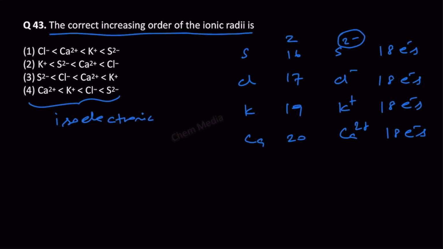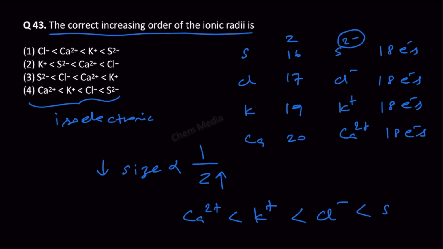In the case of isoelectronic species, the size is proportional to 1 by Z. Z is the atomic number. If the Z value is increasing, then the size will decrease, because when the Z value is increasing, we have more number of protons. The positive charge is increasing. Therefore, the size has to decrease. So this means calcium 2 plus should be written first, and then potassium plus, and then Cl minus, and then S2 minus. That should be the correct order, which is given in option 4. Therefore, option 4 is correct.